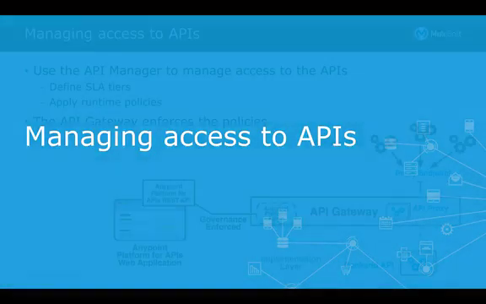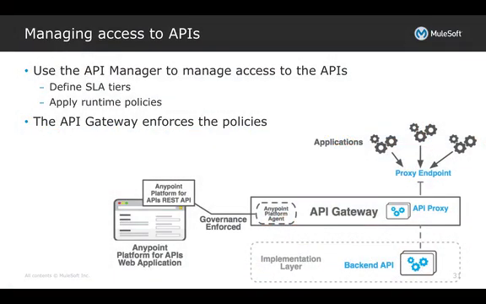We also have the ability to use the API Manager to manage access to APIs. From here, we can define SLA tiers and apply runtime policies. The API Gateway will allow us to enforce these policies. So think about the ability to have a proxy set up where we could dynamically inject different policies to ensure that our API Gateway or proxy has effective governance for our use case.